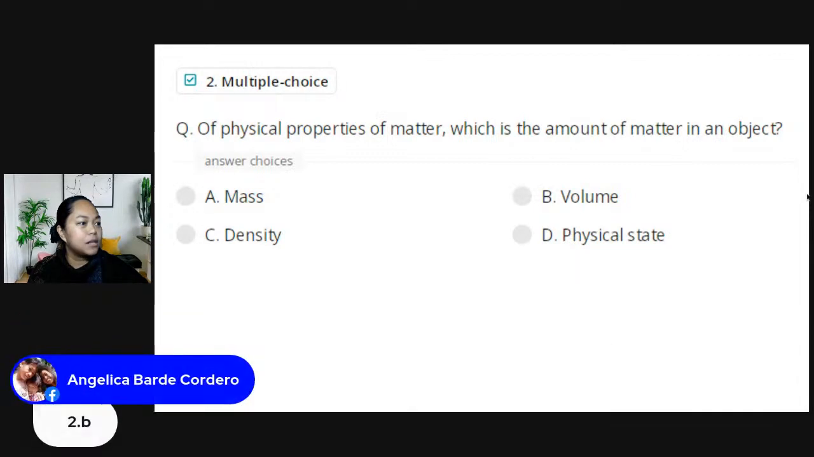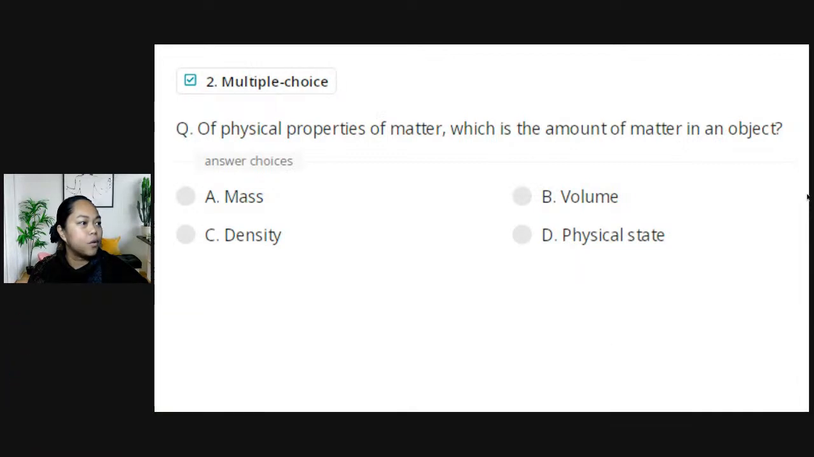Okay, some more answers, please. What's your answer for number 2? Okay, so I see a lot of letter A's. A lot of letter A's for number 2.